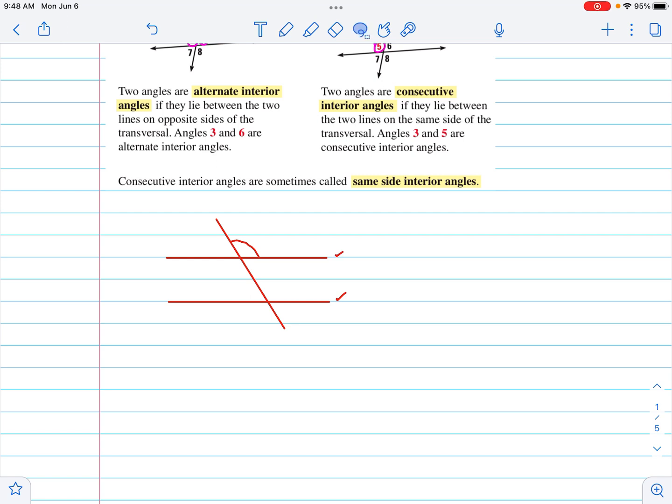I may as well have just taken this line and moved it down here. In other words, it's a parallel line. And notice my point is that this angle right here, these two angles are going to be the same. This angle here and this angle here are going to be the same. So this pair of corresponding angles are going to be congruent.